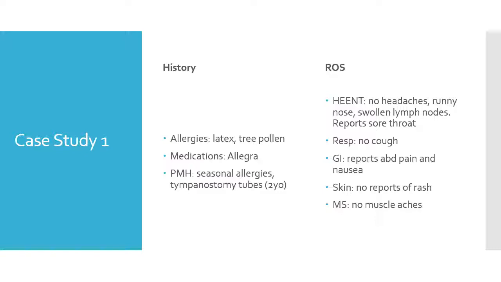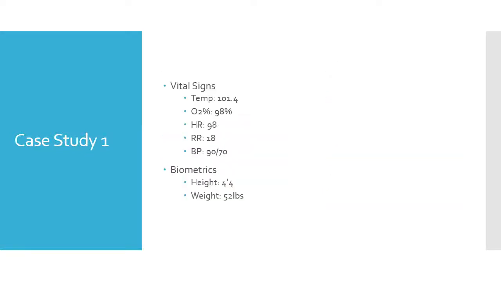She reports that her daughter has also complained of her stomach hurting and nausea, but has not vomited. She's allergic to latex and tree pollen. She's currently taking Allegra. She has seasonal allergies, and she has a history of tympanostomy tubes. No headaches, runny nose, swollen lymph nodes, and she has a sore throat. No cough. She reports abdominal pain and nausea. No rash, no muscle.